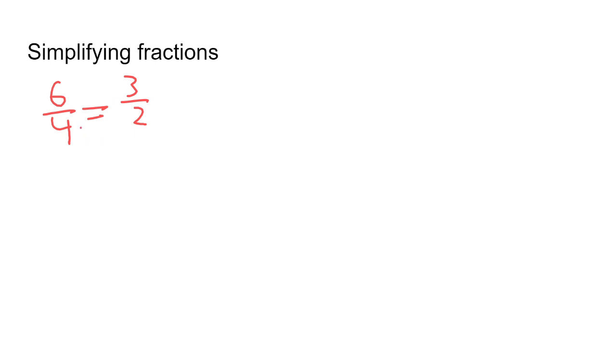And basically, how you make sure you get the simplest form of a fraction is, you write the fraction. So let's say 8 over 12, and you want to find common factors.